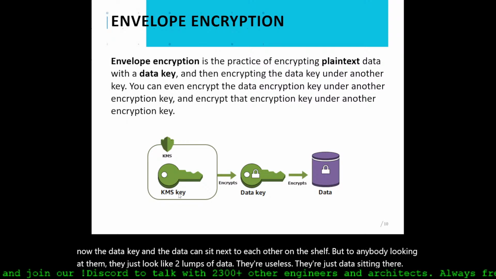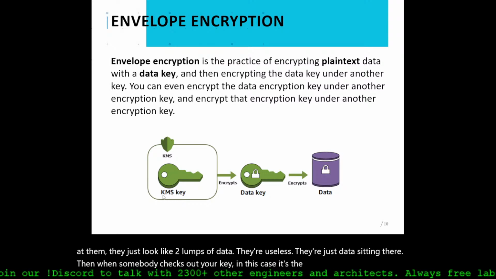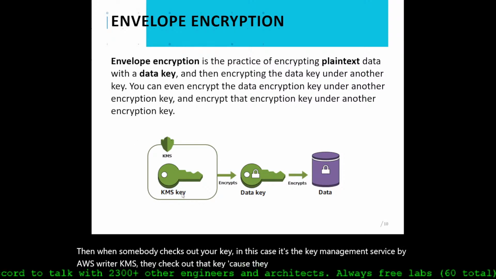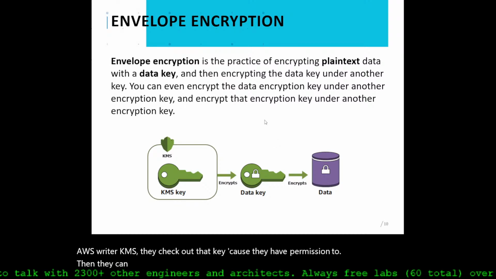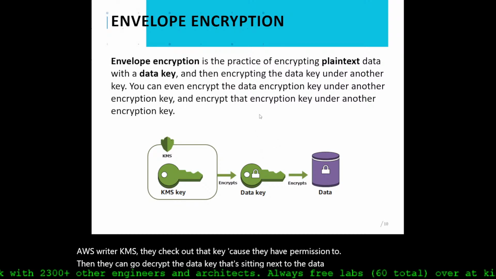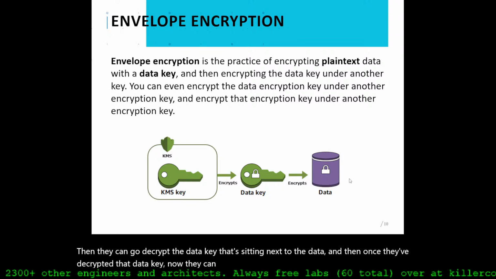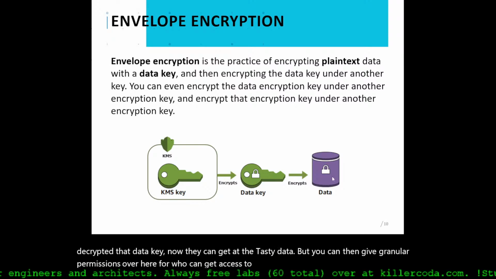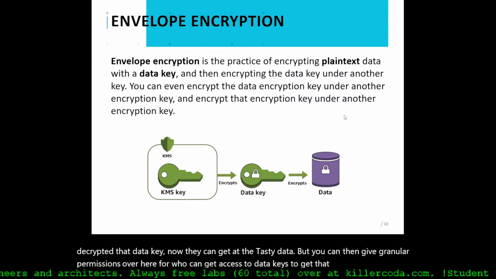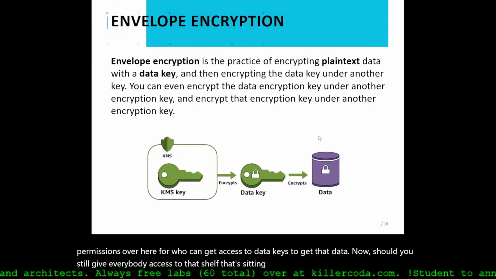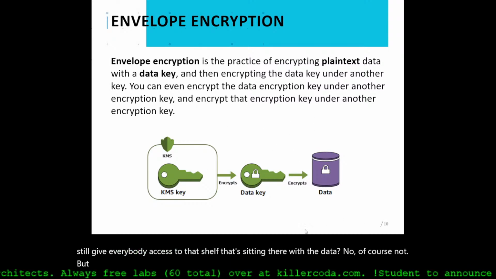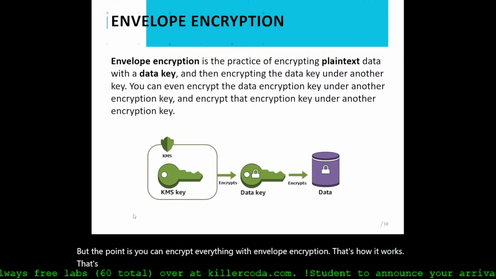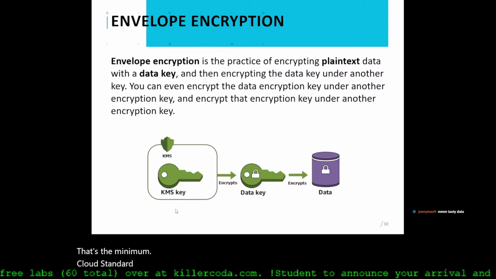Then, when somebody checks out your key, in this case, this is the key management service by AWS, or KMS, they check out that key because they have permissions to, then they can go decrypt the data key that's sitting next to the data, and then once they've decrypted that data key, now they can get at the tasty data. But you can then give granular permissions over here for who can get access to data keys to get at data. Now, should you still give everybody access to that shelf that's sitting there with the data? No, of course not. But the point is, you can encrypt everything with envelope encryption. That's how it works. That's the minimum cloud standard. Everybody uses encryption like that.